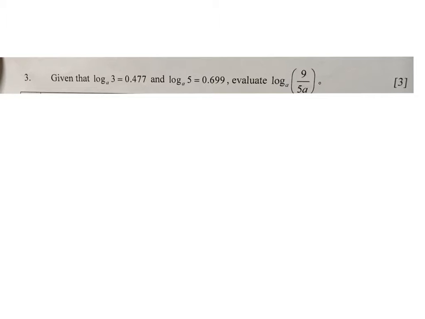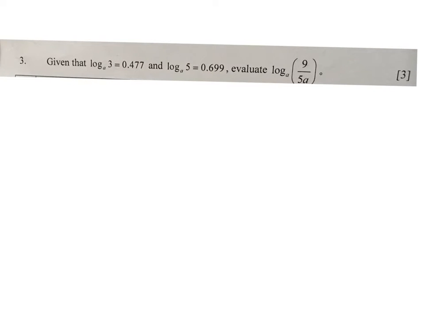Now given that log_a 3 is 0.477 and log_a 5 is 0.699, I would like to evaluate log_a (9/5a). Of course, what I can probably do is work backwards and look at this from the answer: log_a (9/5a). By using the quotient law of logarithms, I can split it into log_a 9 minus log_a 5a.